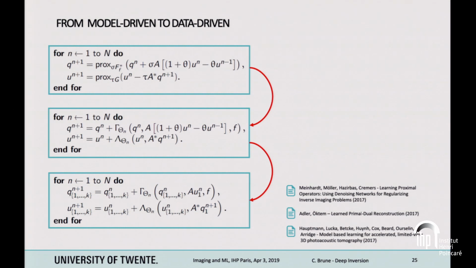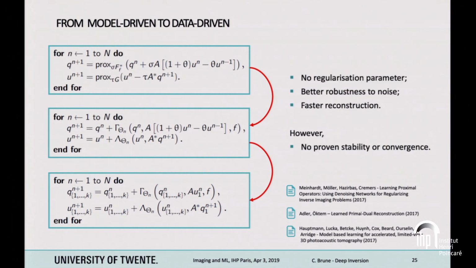Preconditioning would be part of that as well. It turns out that those methods have, in principle, no regularization parameter anymore, because you learn how much you iterate. You might have a semi-convergence, so you have to stop at the right moment. You have, in principle, better robustness to noise.